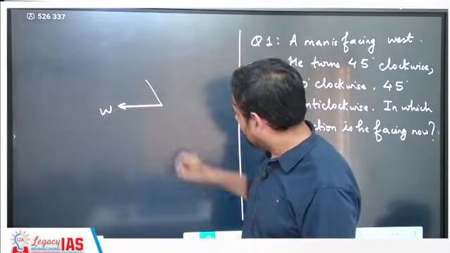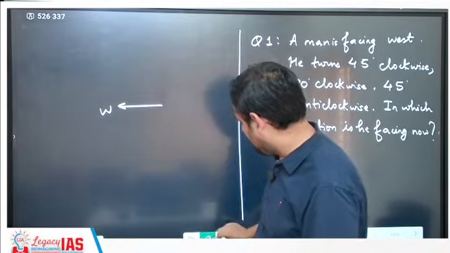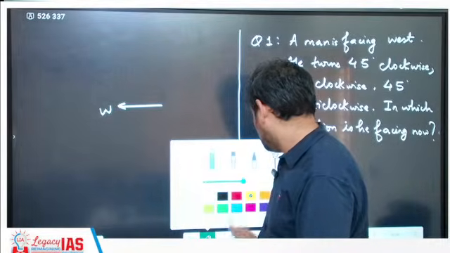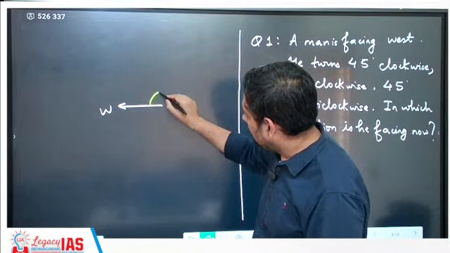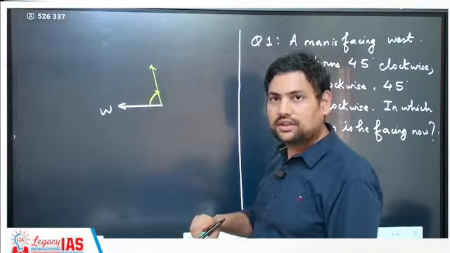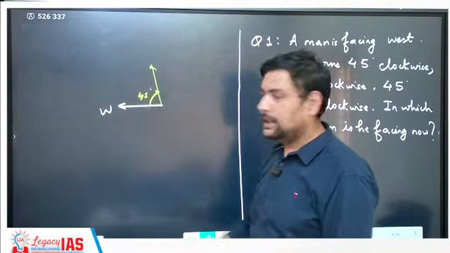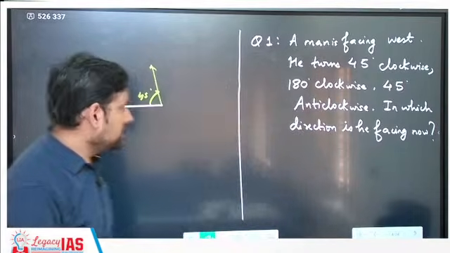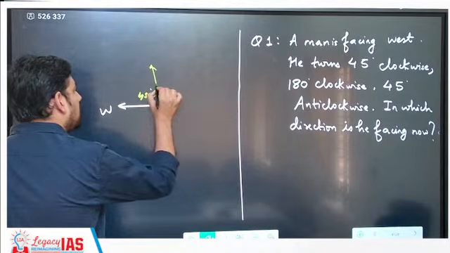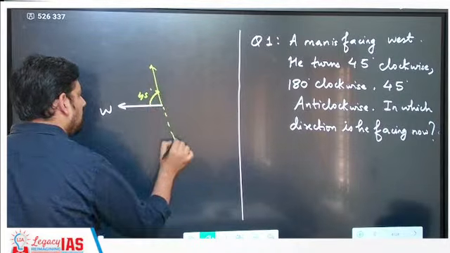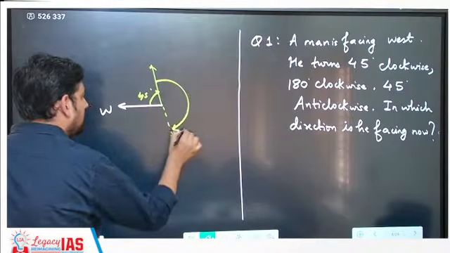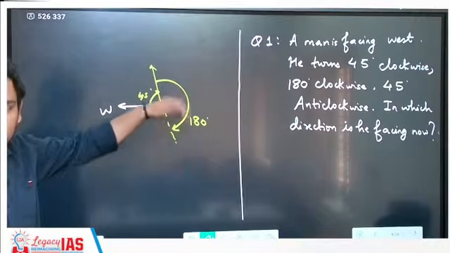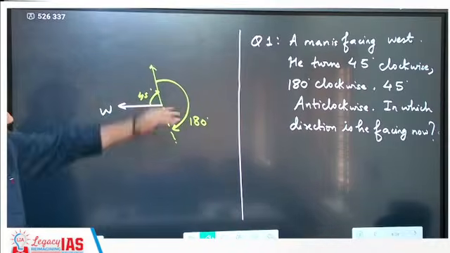So he moves 45-degree clockwise. This is fine, this is 45-degree. Then further it says, then 180-degree clockwise. 180-degree clockwise is what? If you start from here, the 180-degree angle is this, correct? 180-degree is directly opposite, so this is 180-degree clockwise.